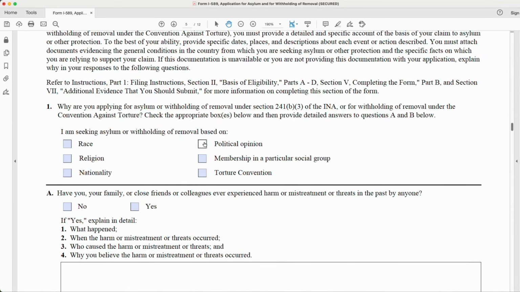Another example could be if someone was targeted because they are a member of their family. In that situation, they could check membership in a particular social group, possibly also torture convention. Again, these were just examples to help explain this question. You can check all the boxes that may apply to you based on your specific circumstances.